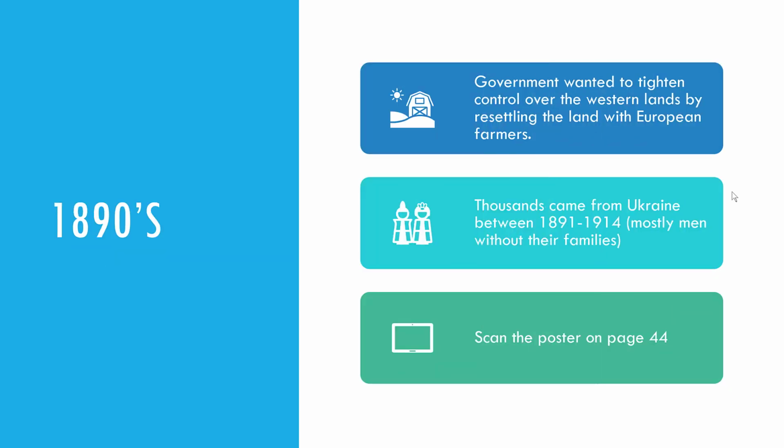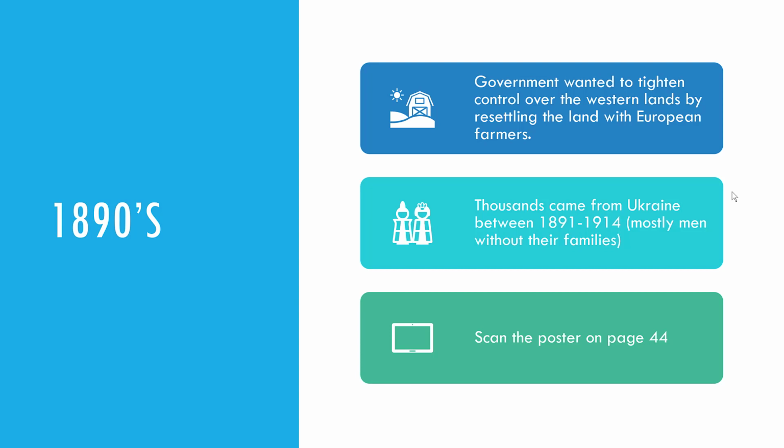So in the 1890s, the government of Canada wanted to tighten the control they had over the Western lands by resettling the land with European farmers. So what they did actually, boys, is they took people from different European countries and they gave them land. They said, it's your land and you guys can take care of the land as long as you're farming. Okay? And there's actually a poster on page 44 that you can look at. And I'd like you to scan it to read the details on what they were trying to give to people.